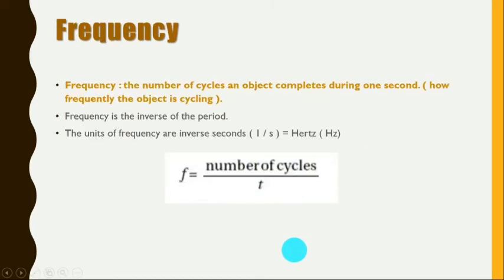The second thing, frequency. Frequency is the number of cycles an object completes during 1 second.